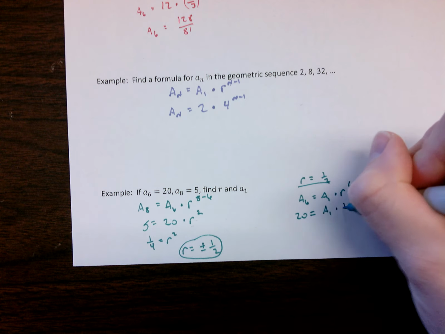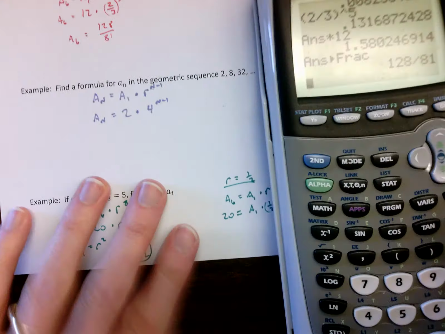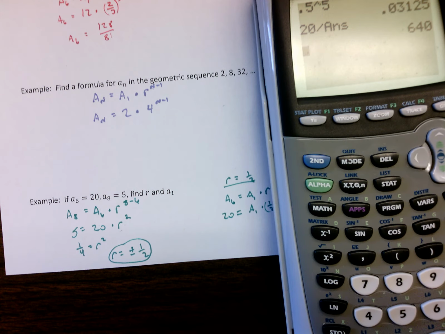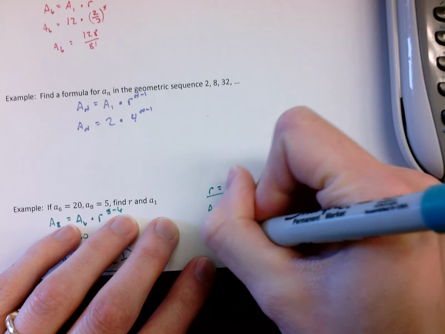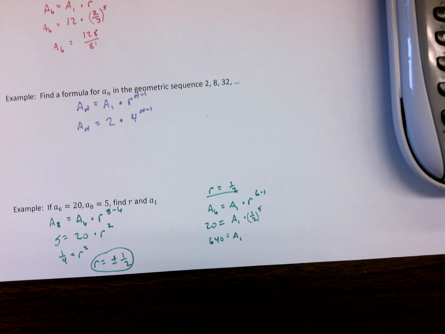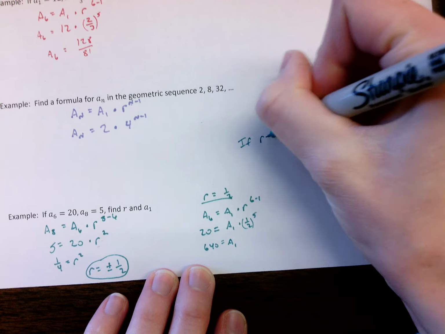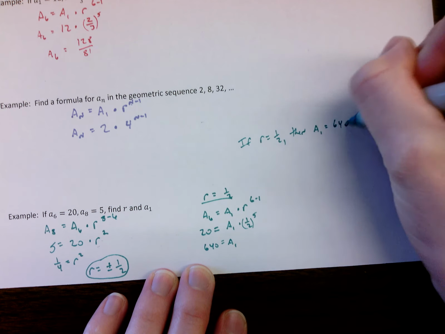We said we're going to use positive 1/2 for r, and we're raising that to the 5th power, right? So I'm doing 1/2 raised to the 5th power, and then I need to do 20 divided by that number. So 640. So if our r value is 1/2, then our A sub 1 is 640.